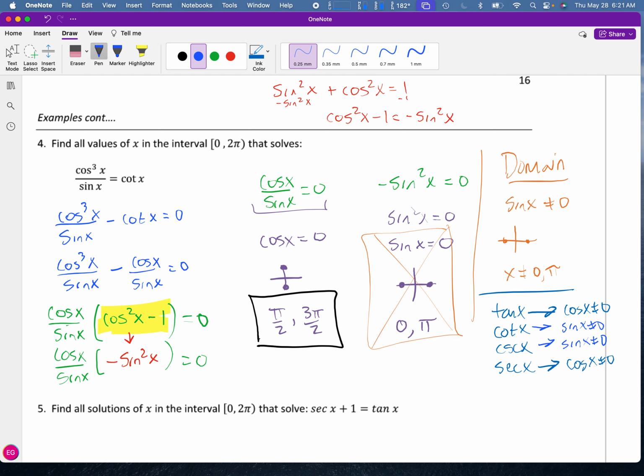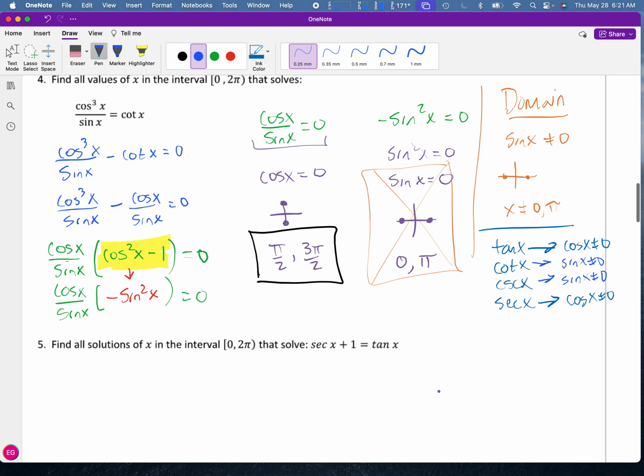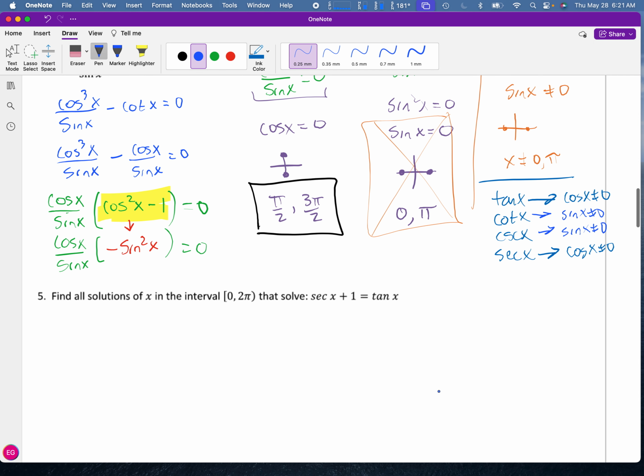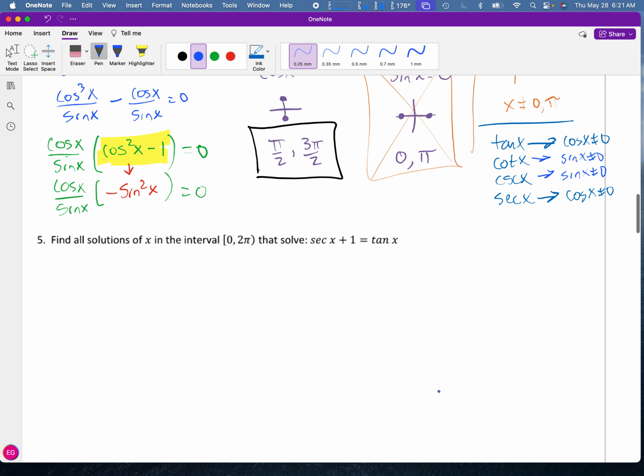So it's actually useful to start writing the domain right away at the start of a question instead of kind of waiting at the end as an afterthought, which is what we used to do back in rational functions anyway. So we just have to kind of remember that some of these trig functions are going to act very similar to rational functions when we're working with them. So for example, in number 5, it says find all the solutions from 0 to 2 pi, so the same thing we've been doing.